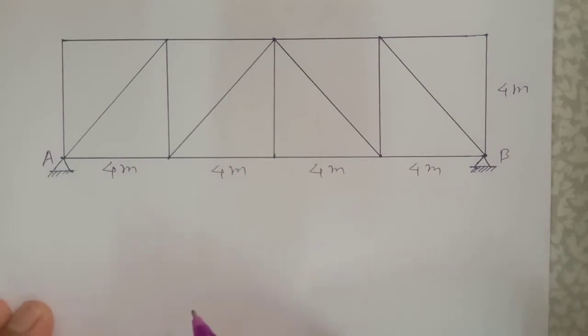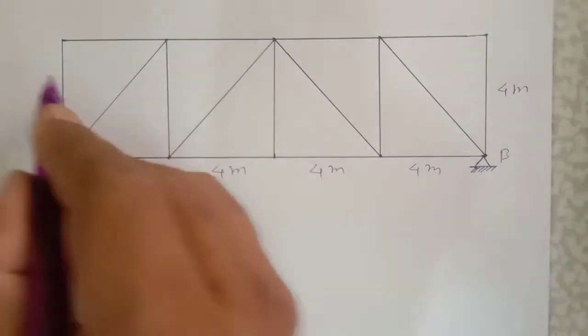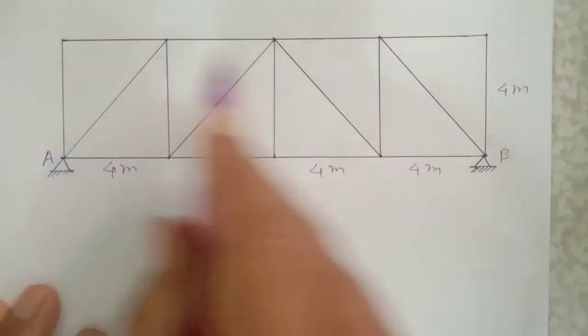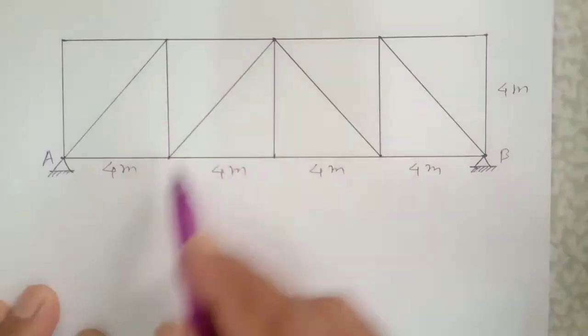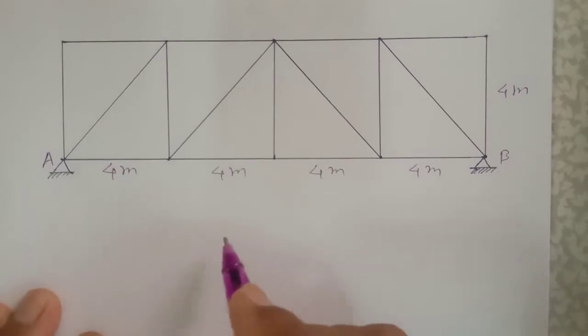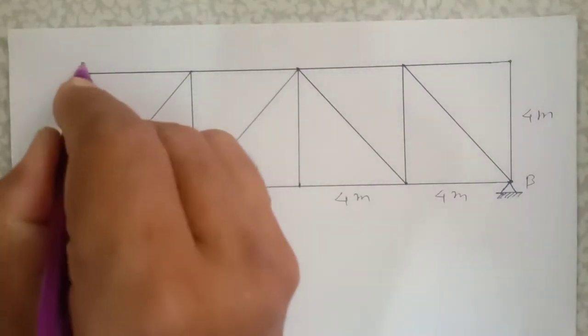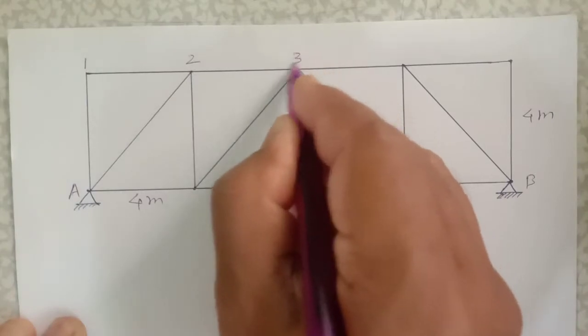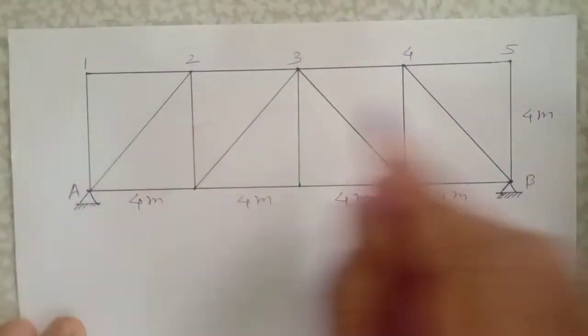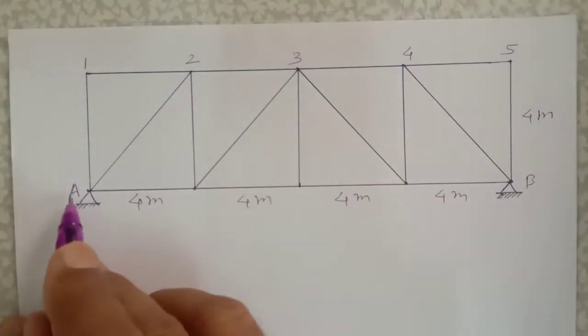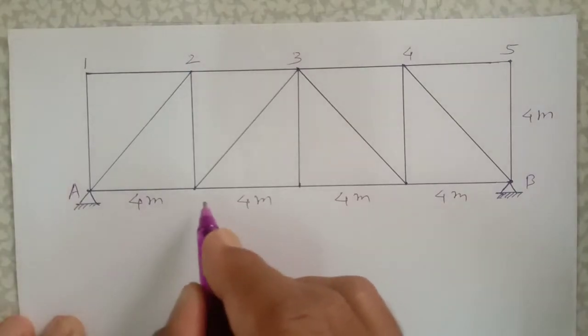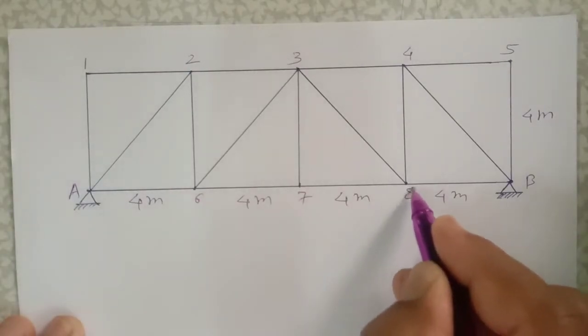Now first of all we can draw the ILD for the horizontal members. This is the top chord member, and this is the bottom chord member, and these are the diagonal members and vertical members. Okay, so we have considered here 1, 2, 3, 4, 5. I have given the numbers to the members. Then this is A, that is the support A. Then this is 6 number, 7 number, 8 number and B.